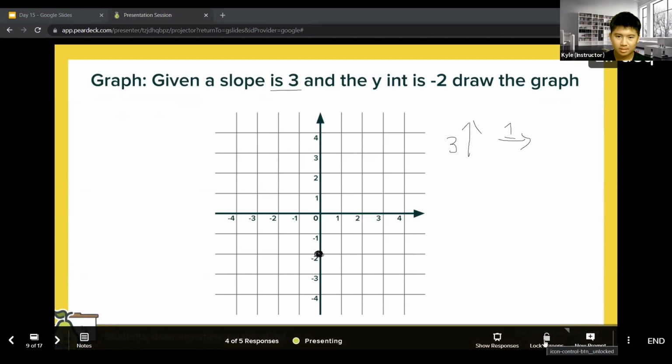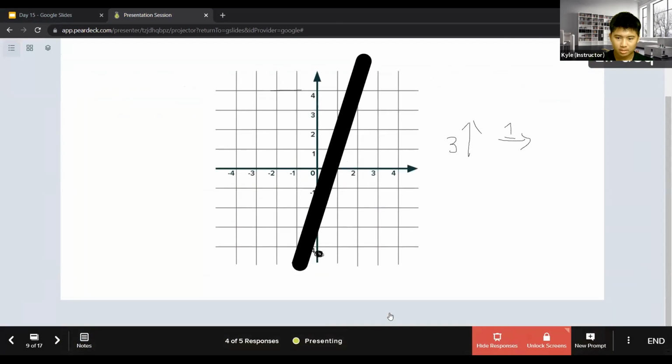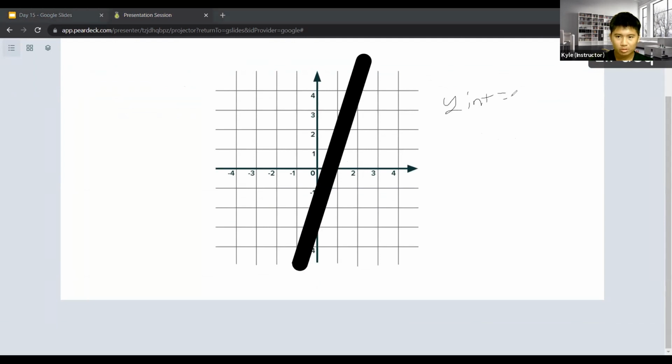Okay, so I like this student's response because basically what they did is that they first found the point, and let me go to my drawings and do it. So again, we know that the y-int is equal to -2, so we know the first point of our line. The line has to cross at -2 on the y-axis. So it'll be this point right here. I'll do a big circle so you guys can see this. So this is our y-intercept.